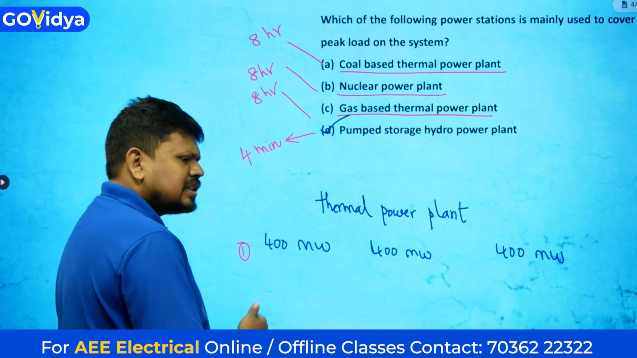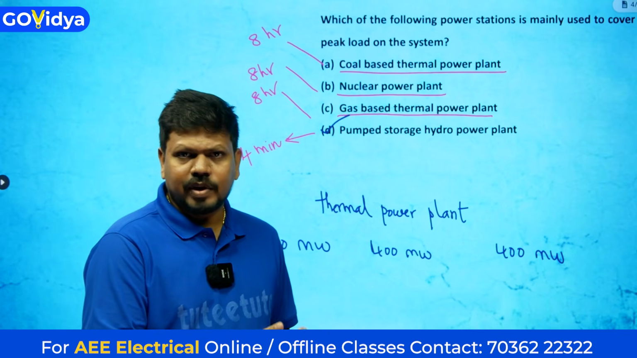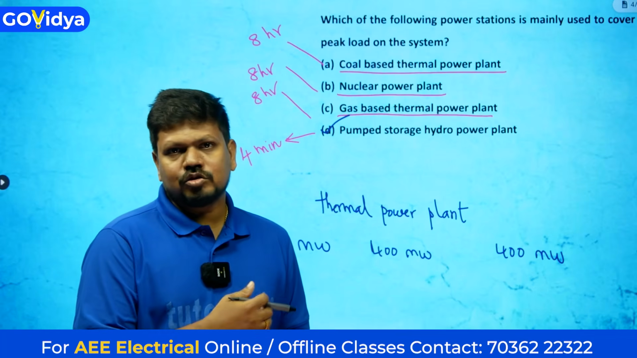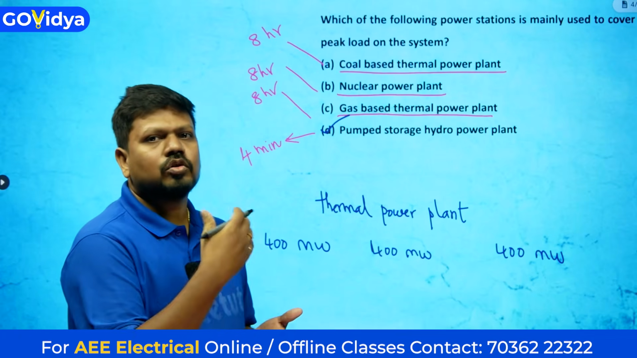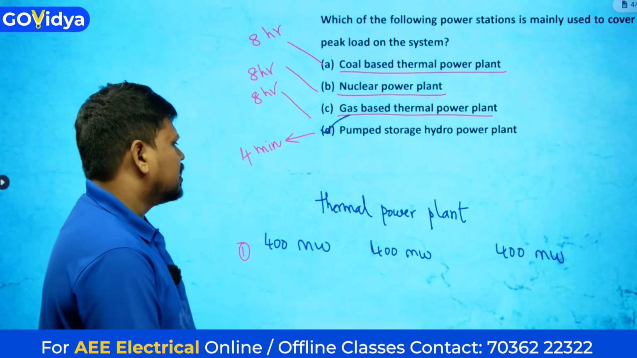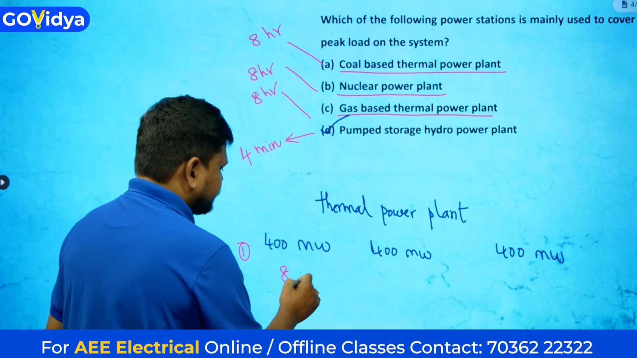Completely shut down means first we have to send the coal and build the boiler. After the boiler, the turbine also needs to be ready, everything ready. After that only can we start the generation. Water we have to collect, all this process is there. So a completely shut down plant will take 8 hours.